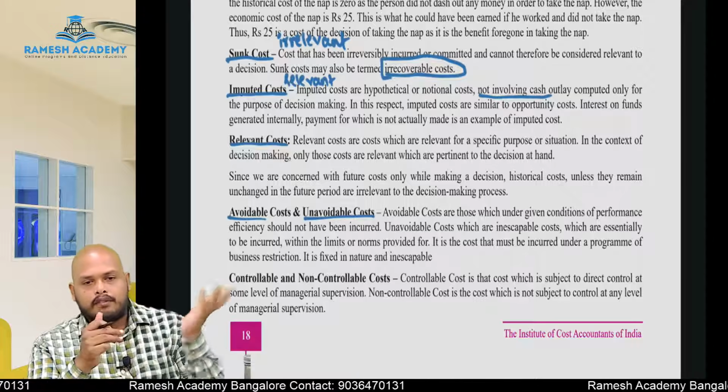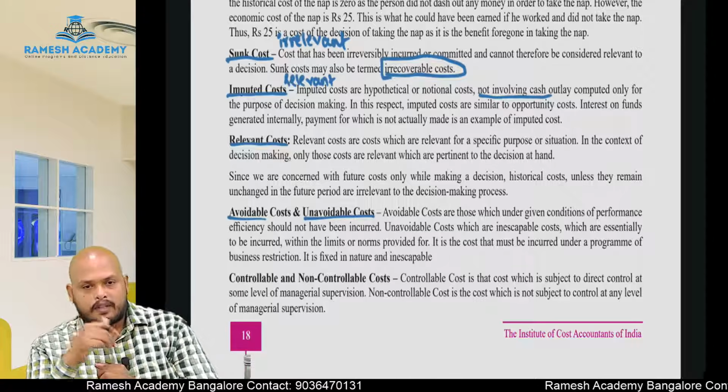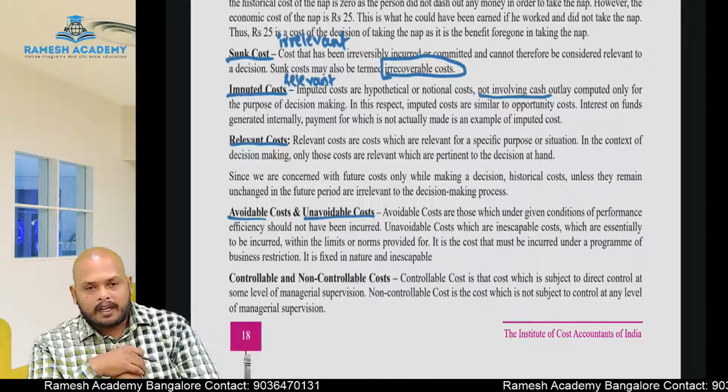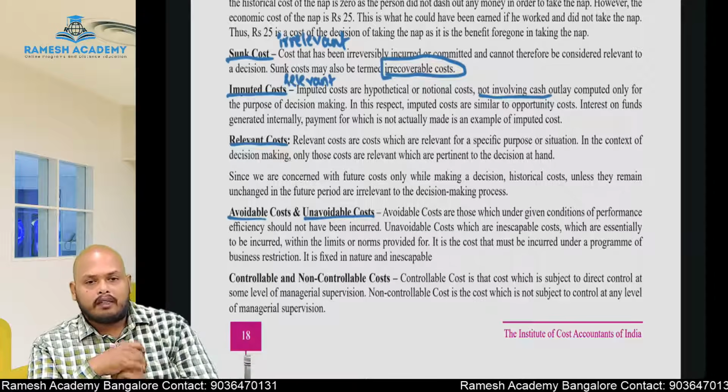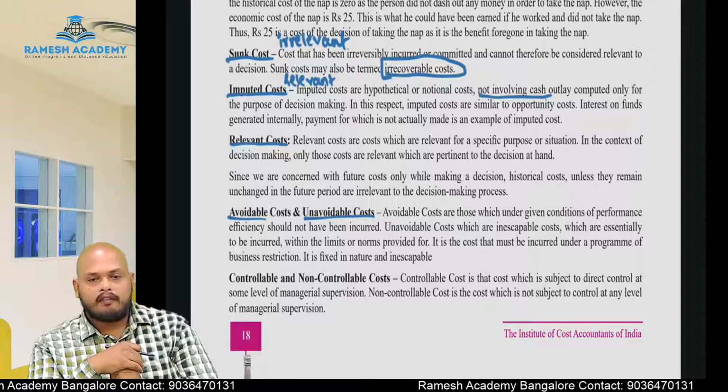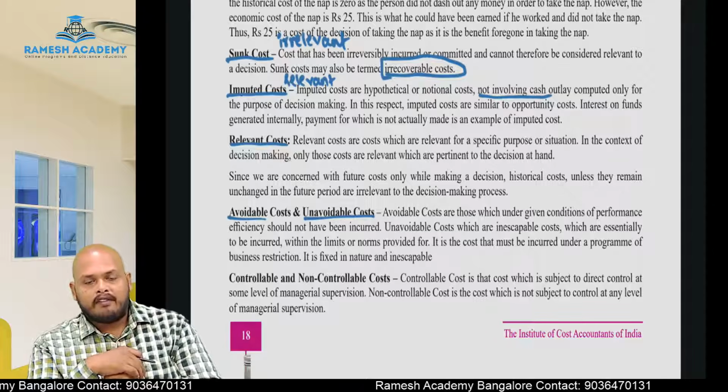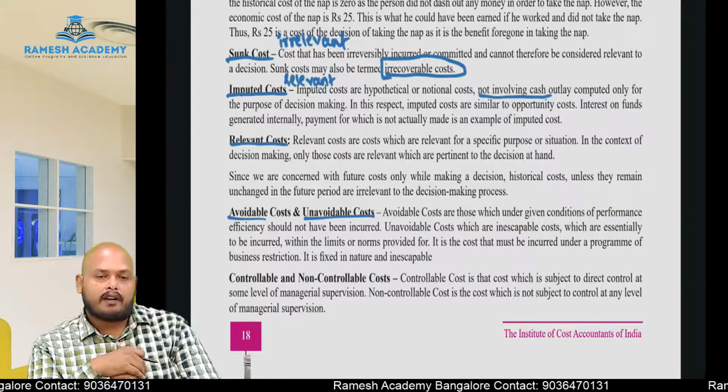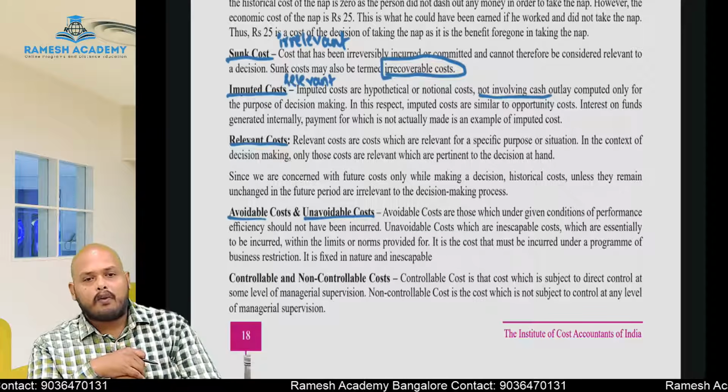Still, we have to switch on the lights. Still, we have to switch on the ceiling fan. Can you avoid that cost? Without light, we cannot focus in the class. Nothing will be visible. Without a fan, in a closed environment, a person cannot sit for a longer period of time. Definitely, we have to incur this expenditure.